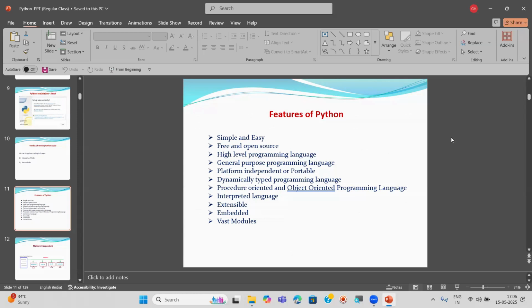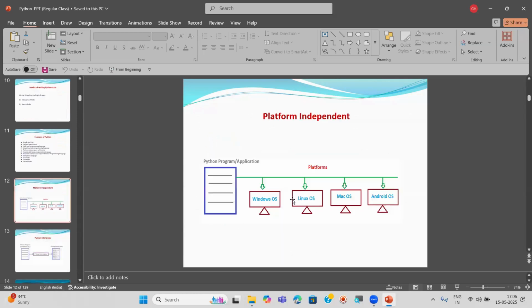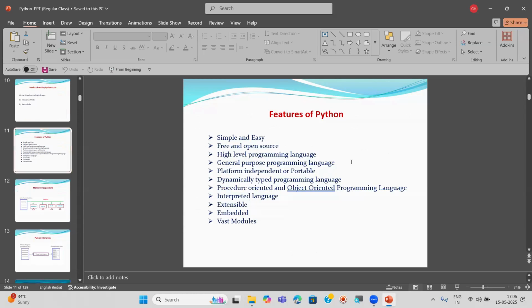Any other doubts from these features? So platform independent I discussed. I showed one diagram to you, right? The programs or applications which you design using Python are able to run on multiple platforms, meaning multiple operating systems. That is what it means. Any other queries from these features? I'll share the notes also about all these. Not only headings, I'm going to share the content also for this. Today or by tomorrow, you will receive that.